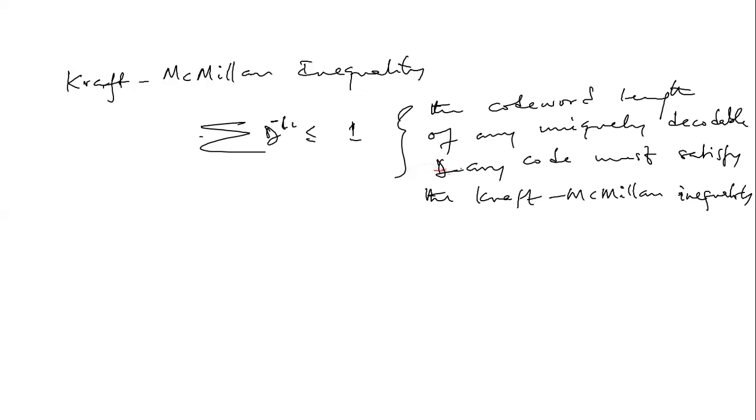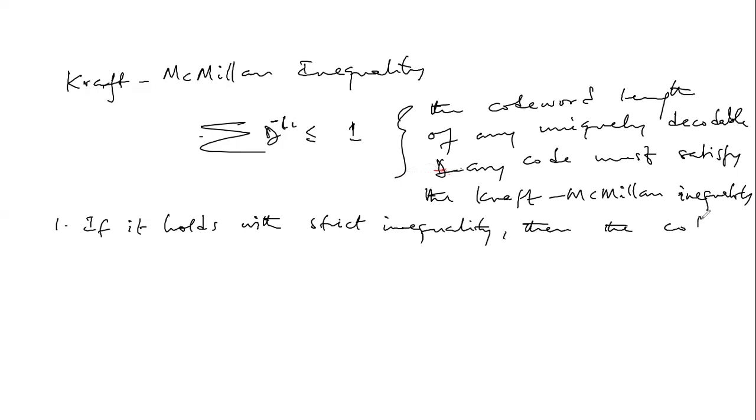So from this, we can actually describe the consequences of the Kraft-McMillan inequality. And the first is that if this inequality holds strictly, so if it holds with strict inequality, for instance, then the code has some redundancy.